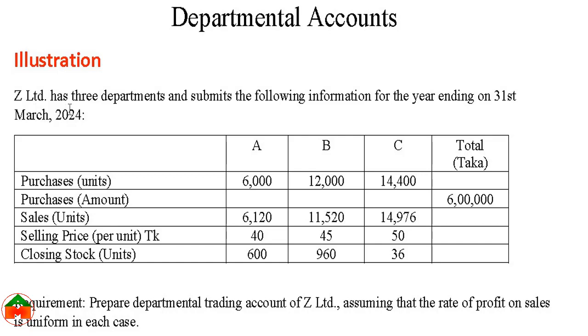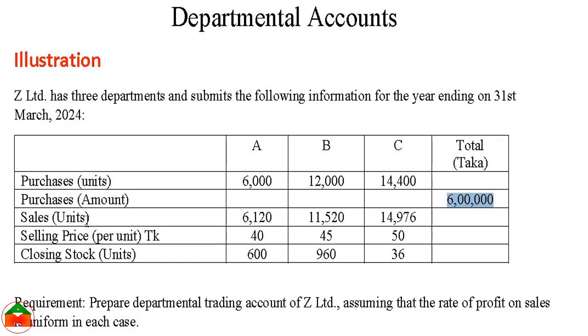We can see that Jet Limited has 3 departments and submits the following information for the year ending 31st March 2024. As you can see, there are 3 departments: Department A, Department B, and Department C. The purchase units for each department are 6,000, 12,000, and 14,400. These are the purchase units, and the total purchase value is 6 lakh.